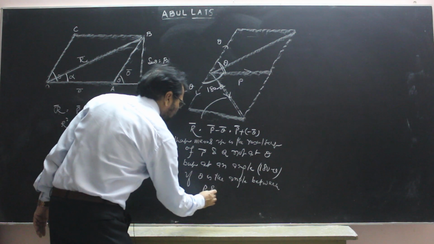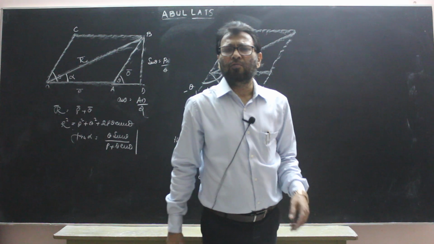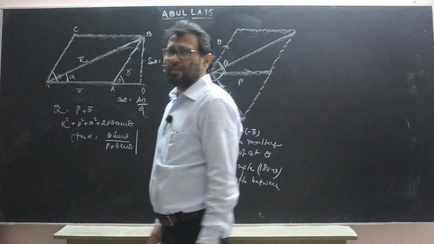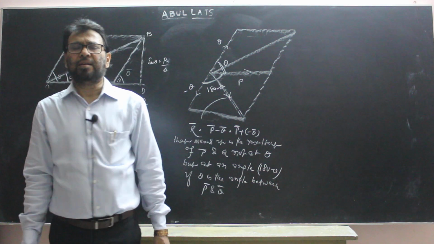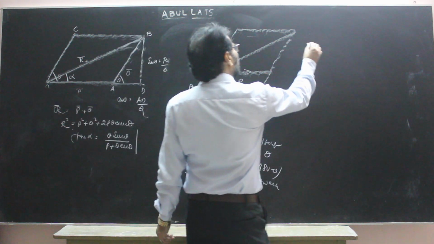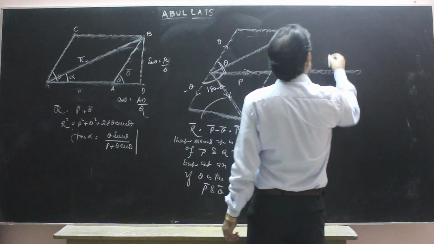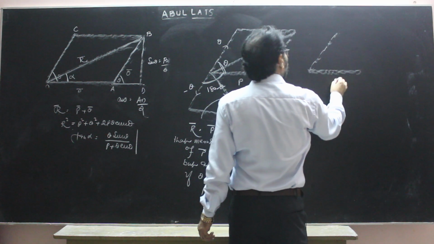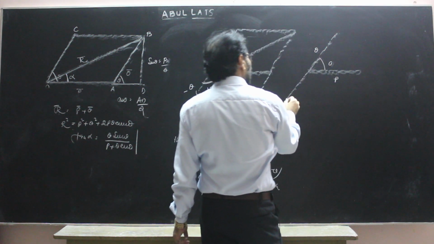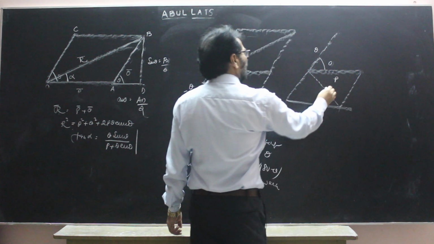If theta is the angle between P and Q, and we are going to calculate R is equal to P minus Q, it is the resultant of P and Q not at theta, rather it is 180 minus theta. Hence if this is P and if this is Q, this is theta, so this is minus Q and of course this is R.